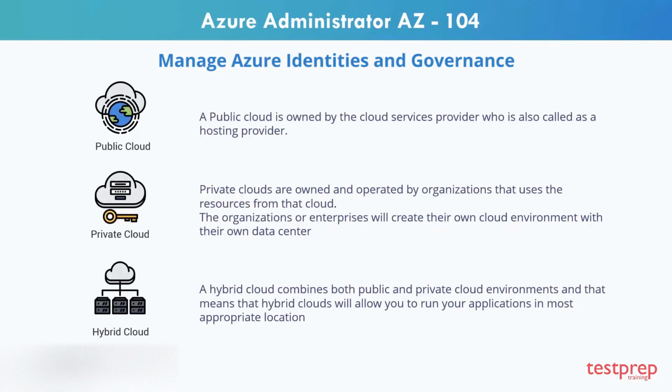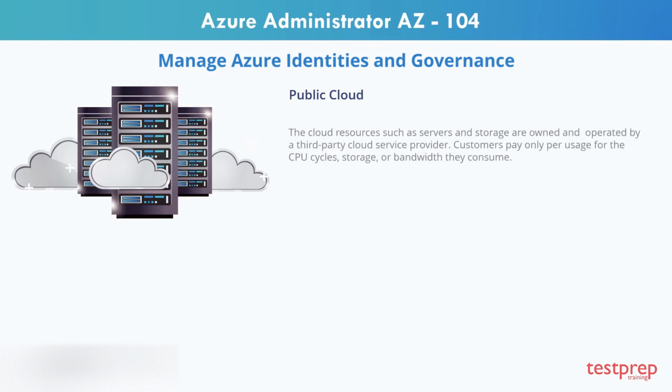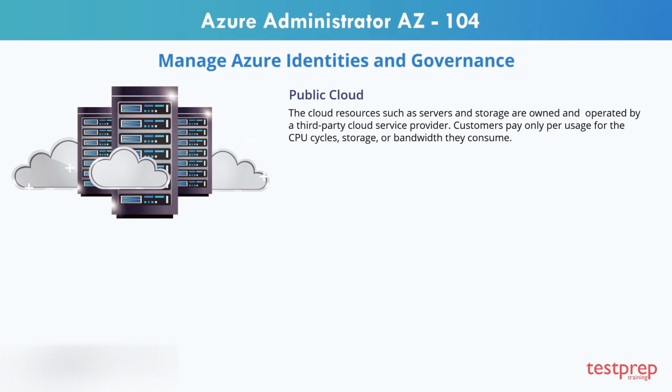There are 3 deployment models for cloud computing: public cloud, private cloud, and hybrid cloud. Public clouds are the most common way of deploying cloud computing. Services are offered over the public internet, and are available to anyone who wants to purchase them. The cloud resources, such as servers and storage, are owned and operated by a third-party cloud service provider, and delivered over the internet. Services may be free, or sold on demand, allowing customers to pay only per-usage, for the CPU cycles, storage, or bandwidth they consume. Microsoft Azure is an example of a public cloud.